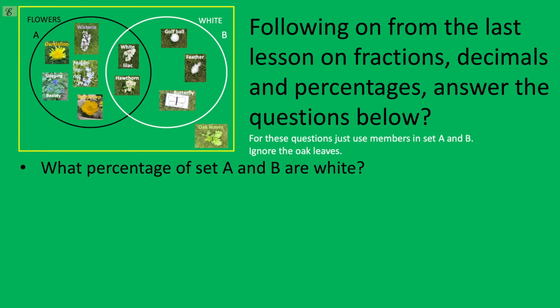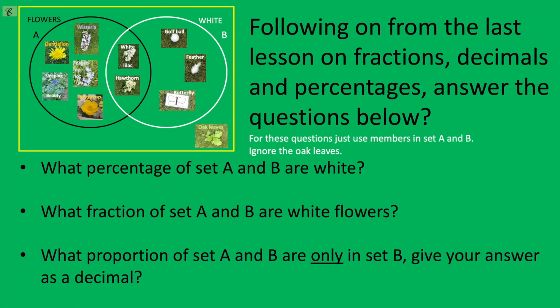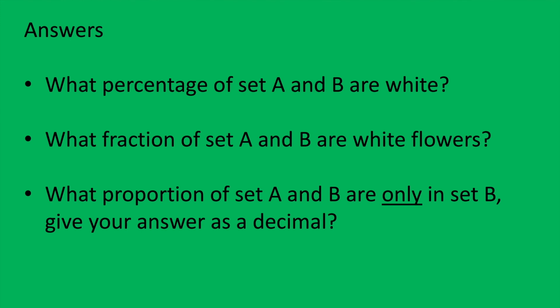So following on from last lesson, can you answer these questions to work out fractions, decimals and percentages? What percentage of set A and B are white? What fraction of set A and B are white flowers? And what proportion of set A and B are only in set B? Give your answer as a decimal. I suggest you pause the video here. So 50% of A and B were white, 1/5 are white flowers, and the proportion of items that are just in set B as a decimal is 0.3.